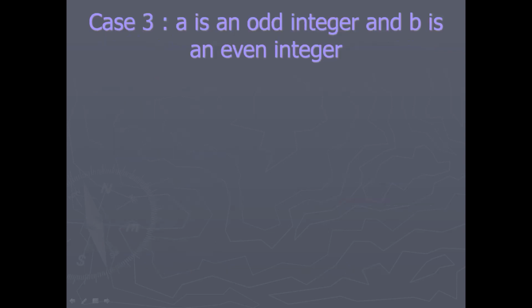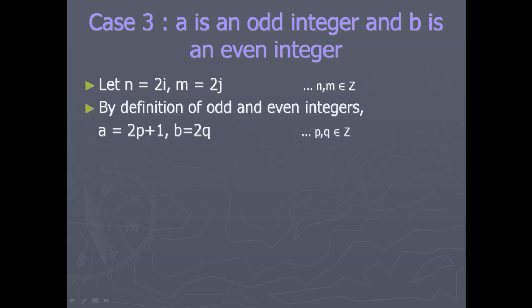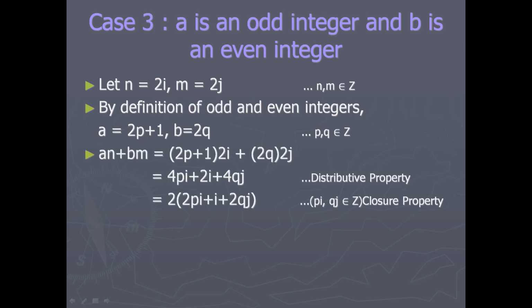So now case 3. Now case 3 says that a is an odd integer and b is an even integer. Now by the definition of even integers, I can say that n equals to 2i and m equals to 2j, where n and m are integers. And by definition of odd and even integers, a is equals to 2p plus 1, that is odd, and b equals to 2q, that is even, where p and q are integers.